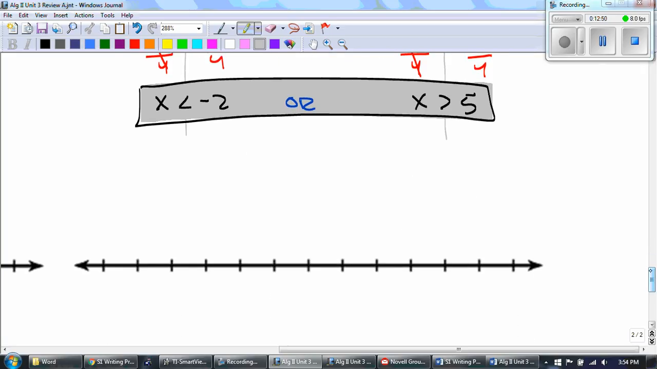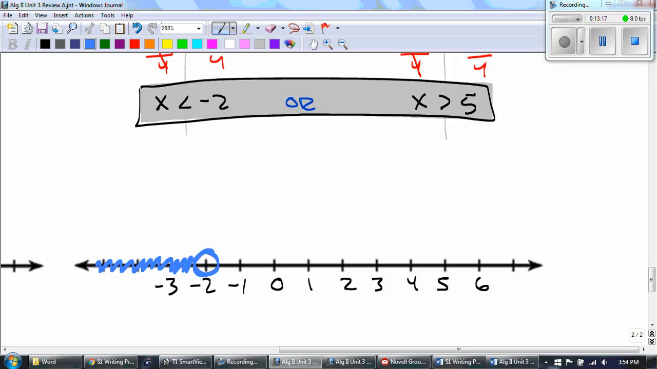But now we need to graph it, okay? So I'm going to put 0 in the middle somewhere. I got 1, 2, 3. I'm just going to move it over a little bit. I'm sorry. 1, 2, 3, 4, 5, because I want you to see 5. And then -1, -2, -3. So at -2, I am open. It's less than, so I shade to the left. At 5, we are open and it's greater, so I shade to the right.